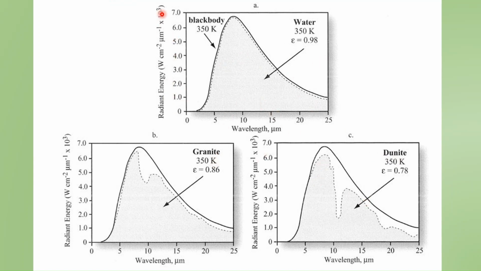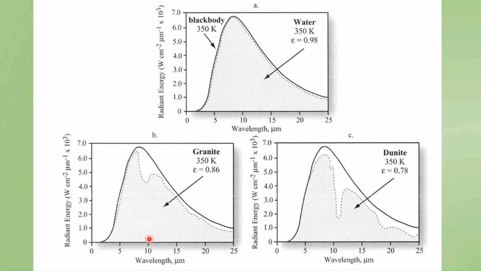On the y-axis, we have the radiant energy, and on the x-axis, we have the wavelength in all these graphs. So in the first case, we can see this bold line is representing the radiant energy from a black body, while the dotted line is representing the radiant energy from the water. Both are at the same temperature, but the total amount of emission from the water is less than the black body, and the emissivity value for the water is 0.98. In the second part, for the granite having the temperature of 350 Kelvin, the radiant energy emitted for this particular wavelength range is similar to that of the black body.